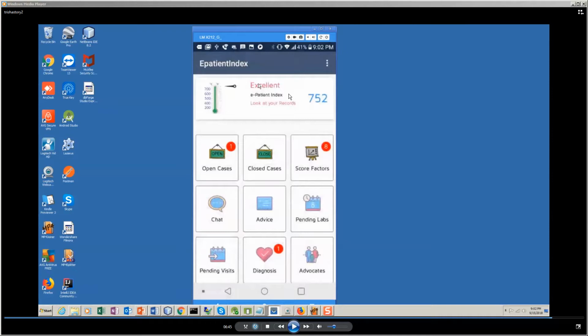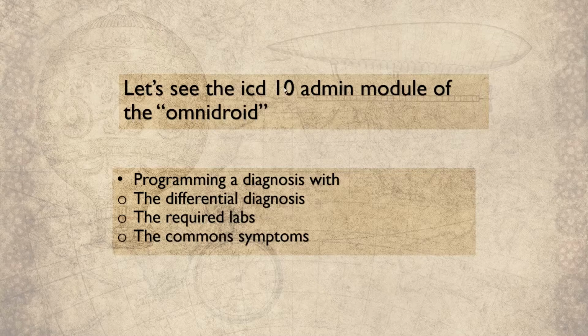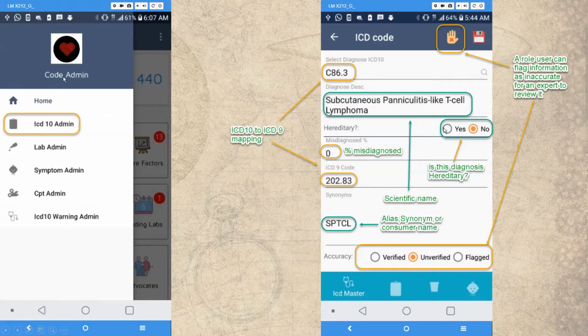Patient Index, acting on the second example. Remember, operation records in hand is solution number 2. Let's see in Patient Index the ICD-10 admin model of the OmniDroid, programming a diagnosis with the differential diagnosis, the required labs, and the common symptoms. You go to this tab, ICD-10 admin, and you see that Patient Index will provide important medical data.